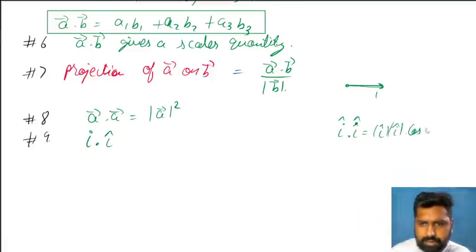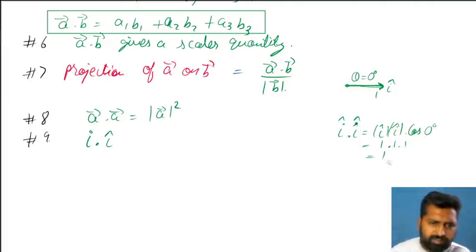into cos theta. What is the angle between two vectors which are along the same direction? What is the theta here? 0 degrees, because this is i cap. So theta is 0, cos 0. Magnitude of i is 1, magnitude of i is 1, 1 into cos 0 is also 1. So effectively i dot i, j dot j, k dot k is equal to 1.